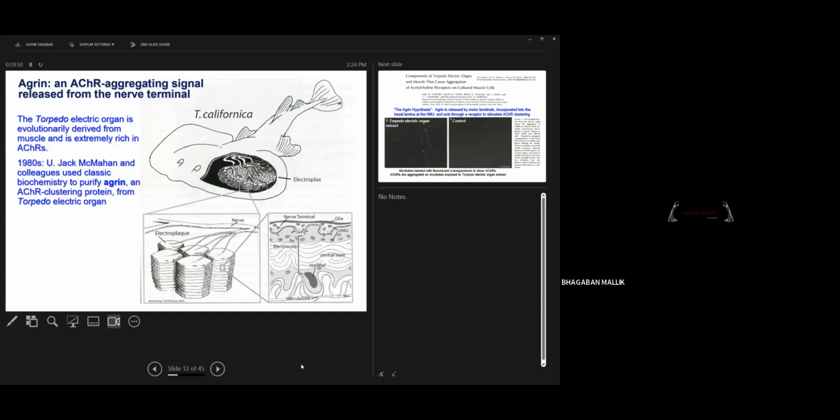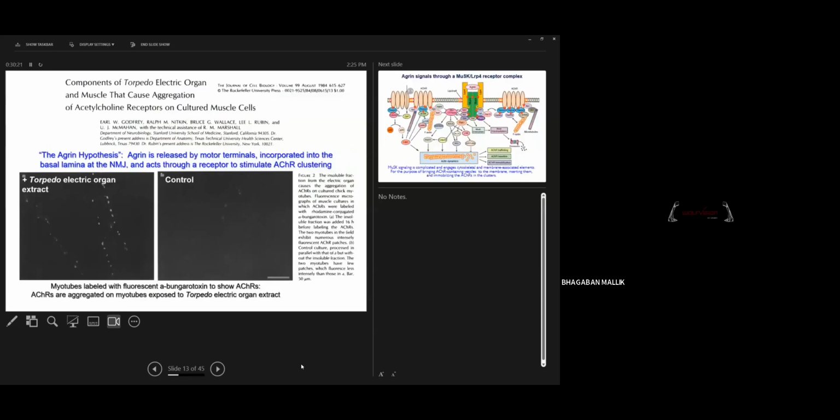In this synapse, it has been shown that there is a chemical which induces the accumulation of postsynaptic acetylcholine receptor. That chemical is agrin. Initially people thought one way, but now the model has changed, so I will be talking about that. Agrin helps in clustering of this acetylcholine receptor in the postsynaptic cells.